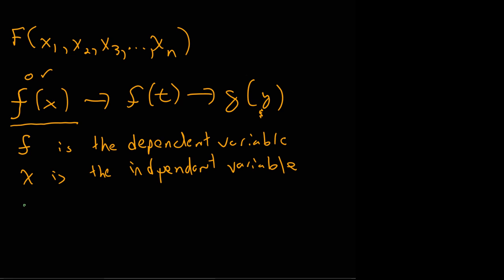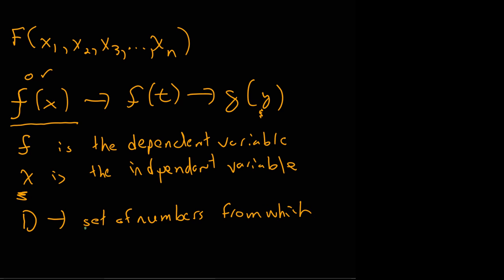So x, or the independent variable, and you'll see we'll tend to say f of x a lot, unless we have specific models we are using. And so the independent variable is taken from a set of numbers called the domain. Right? And we're going to call our domain D. And that is a set of numbers from which the independent variable is drawn.